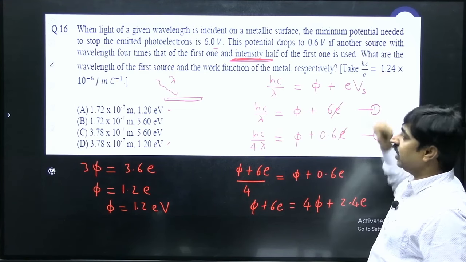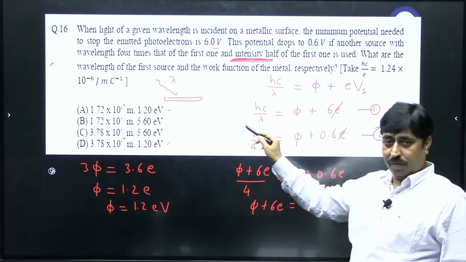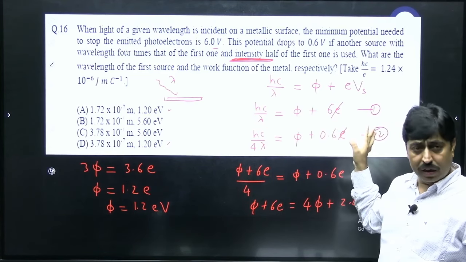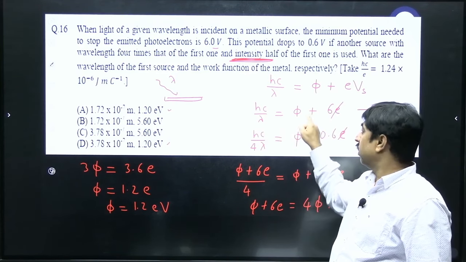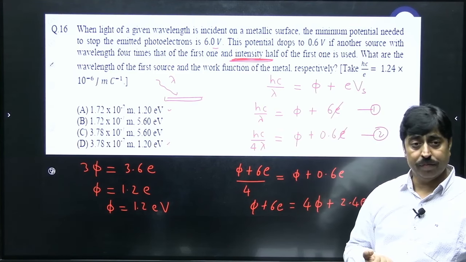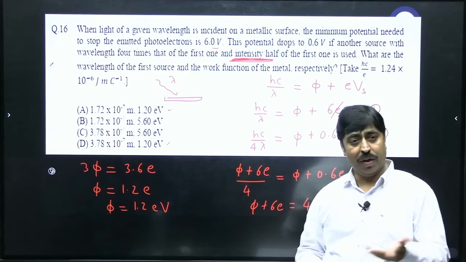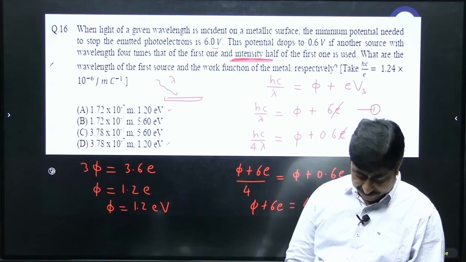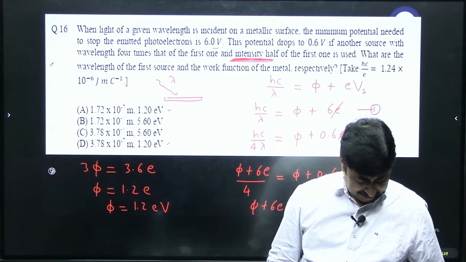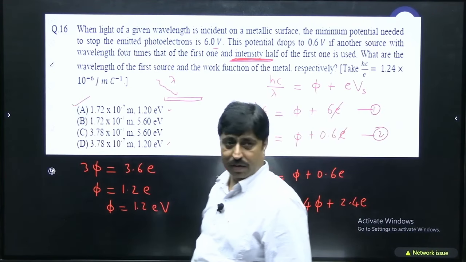Here it is given that hc by e is this much. What I can do, I can divide this whole equation by E, and we can keep everything in joule. Let this E be there, divide by E. So this is hc by E lambda, this is phi by E, and this is 6. You know the value of phi, that is 1.2. You place it there, you know the value of hc by E, it is given here. So you will be able to calculate lambda, isn't it? So I leave this for you, and let me see if I have got the answer. The value of lambda is 1.72 into 10 to the power minus 7. So option A is the correct answer.